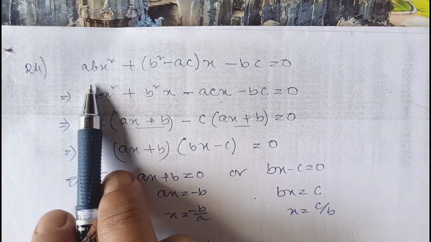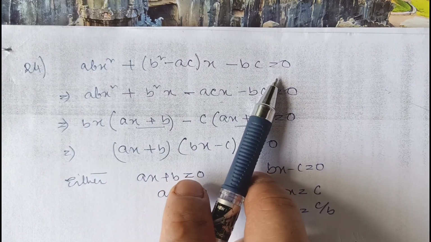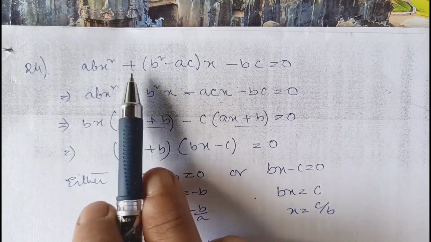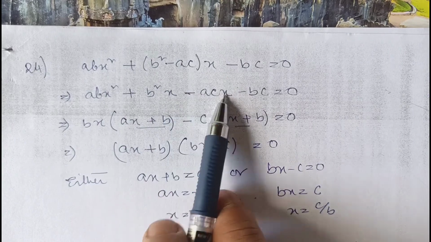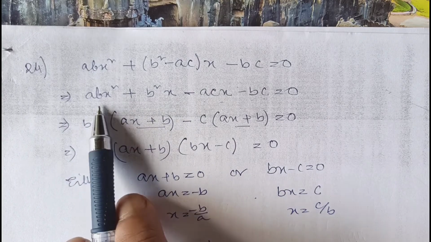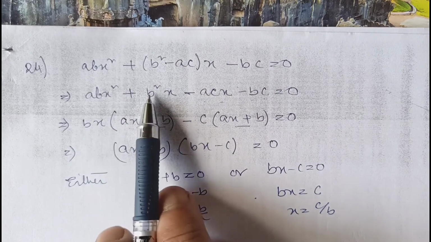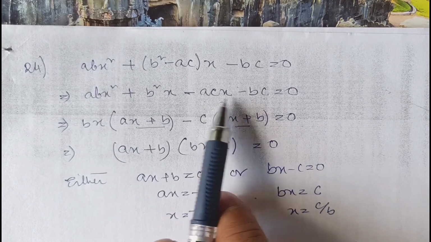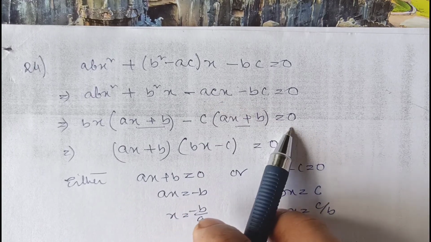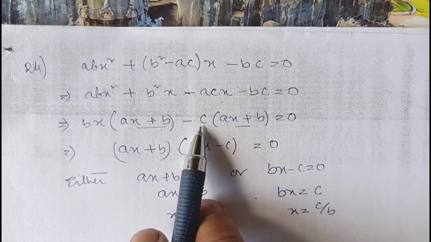Question number 24, it is given that abx square plus b square minus acx minus bc equals to 0. Now it can be written as abx square plus b square x, minus ac into x, minus bc equals to 0. From first two I can take bx common. If I take bx common, we are left with ax plus b. From last two I can take minus c common, and if minus c is taken common, we are left with ax plus b. Again from these two ax plus b can be taken common, so we are left with bx minus c.